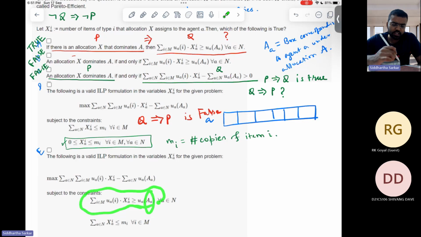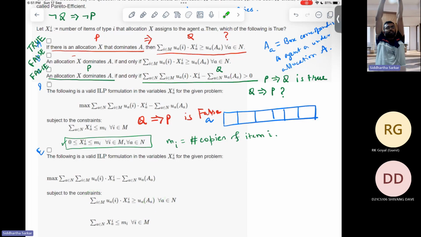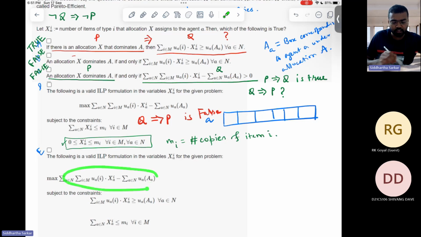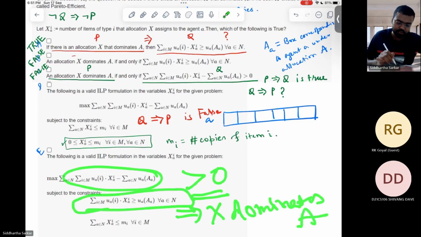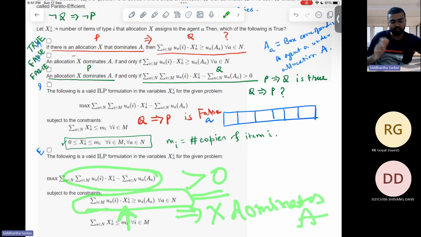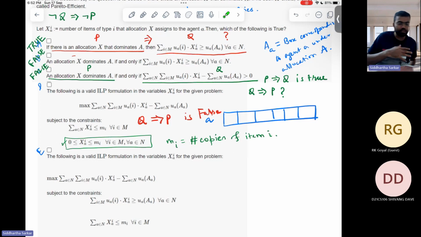So this one is saying that this is the domination constraint, that every agent has received at least that much utility under X that it has received under A. So it can happen that if we solve this ILP, then we may get an allocation X. So if we maximize this quantity and this maximized objective function value turns out to be more than 0, then we will be able to conclude that X dominates A because of this constraint, that each of the members have received at least as much utility as it received previously.